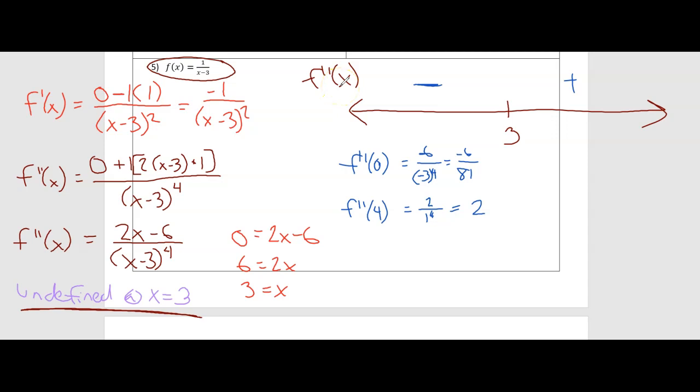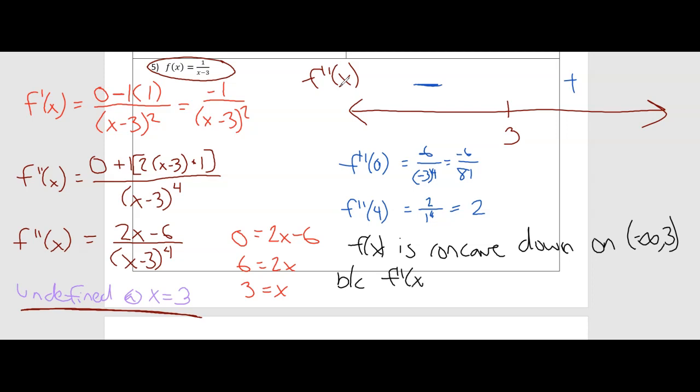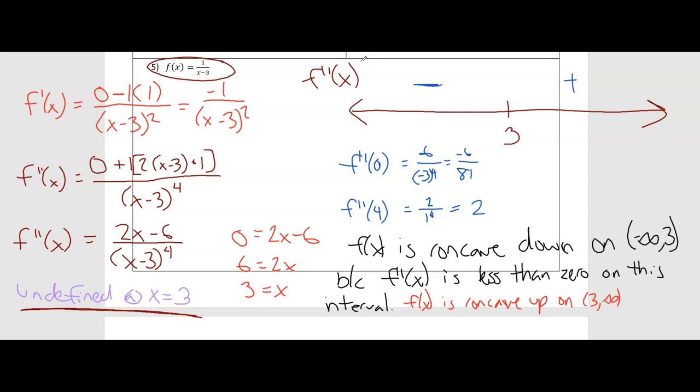So now we can write our intervals of concavity. So f of x is concave down on the interval negative infinity to 3 because f double prime is, and you can just say less than 0. You don't have to write it out using inequality notation. Just shorter. And then we can say f of x is concave up on the interval 3 to infinity because f double prime of x is greater than 0 on this interval.